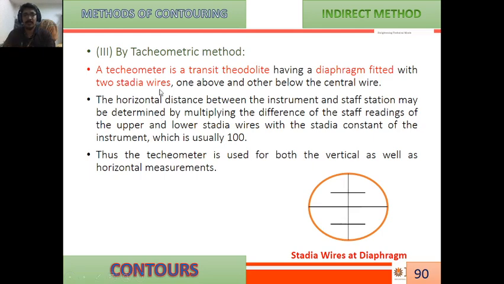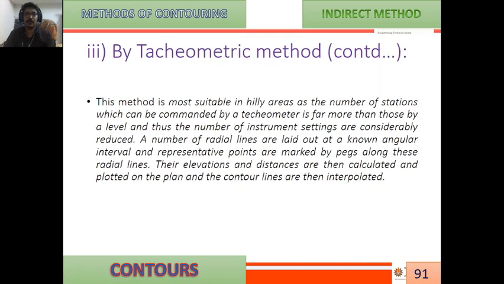So the tachometer is a transit unit having the diaphragm fitted with two stadia wires. The horizontal distance between the instrument and the station may be determined by multiplying the difference of the staff readings of the upper and lower stadia wires with the stadia constant of the instrument, which is usually 100. Thus the tachometer is used for both vertical as well as horizontal measurements. This is the most suitable method in hilly areas, as the number of stations which can be commanded by a tachometer is far more than those by a level, and thus the number of instrument settings is considerably reduced.